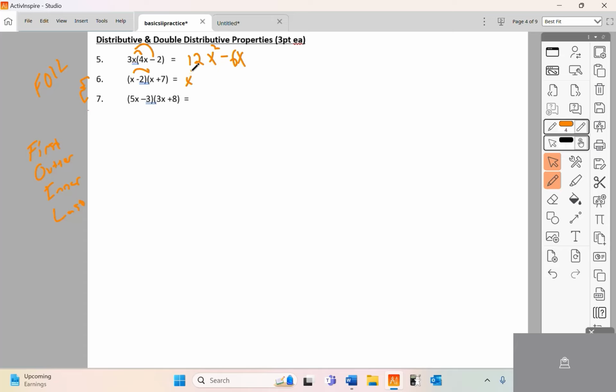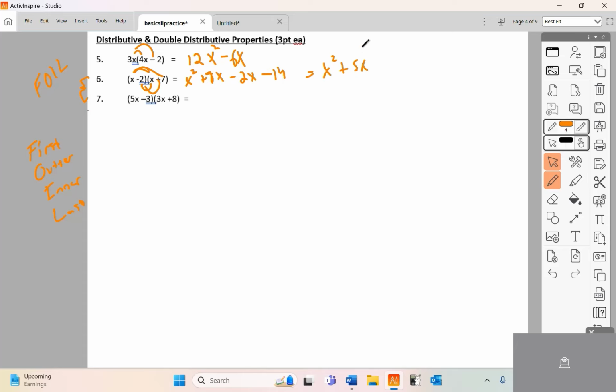X times X is X squared, X times 7 is 7X. Negative 2 times X is minus 2X, and I draw the arrows, just draw the arrows. Even in my head, I probably still visualize the arrows. I mean, I do. It's just good reaffirming practice. Now, if we take 7X and negative 2X and put them together, we get a positive 5X.